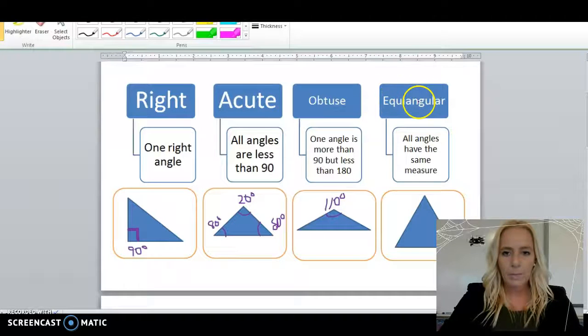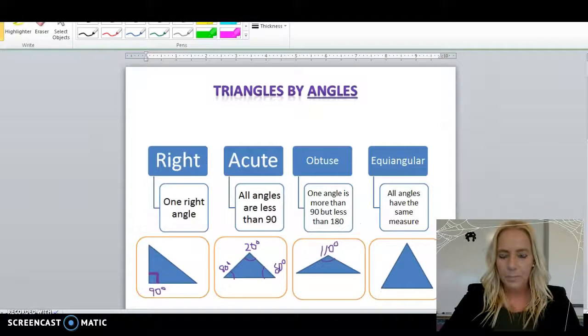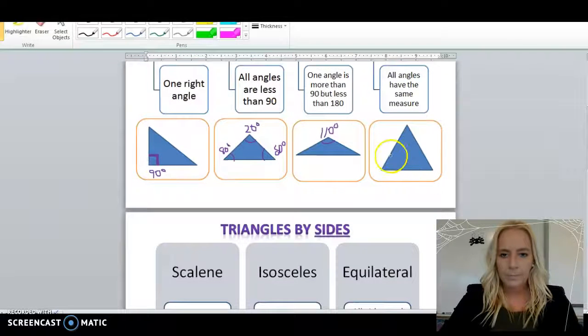And then the last type of triangle is what we call an equiangular triangle. All the angles have the same measure. And in this case, it's always going to be 60, 60, 60. So let me zoom out so you can see the triangle. So I want you to label each of these angles as 60 degrees.